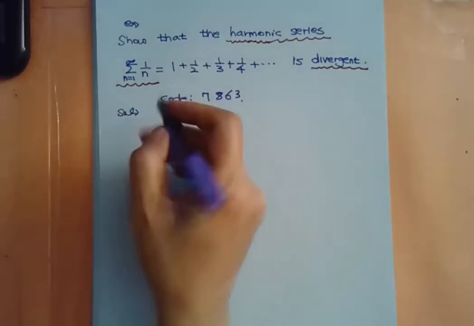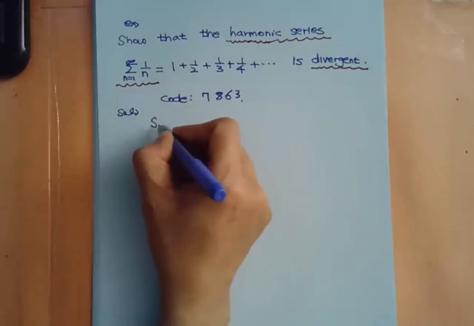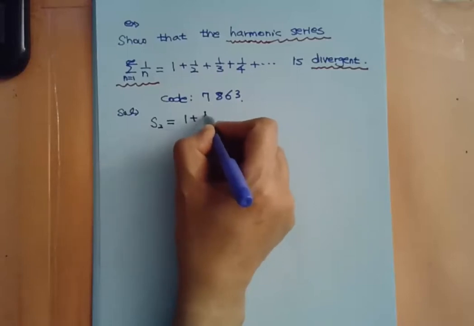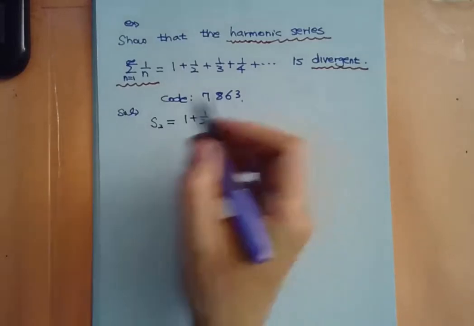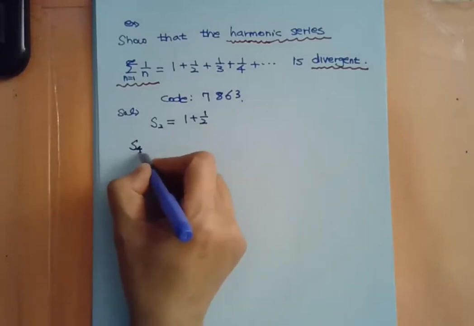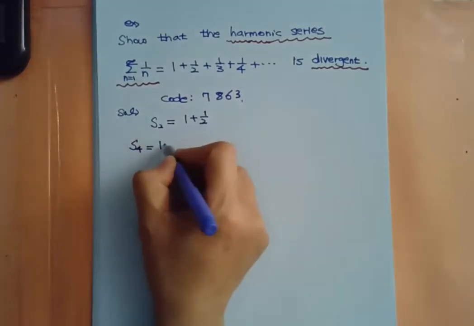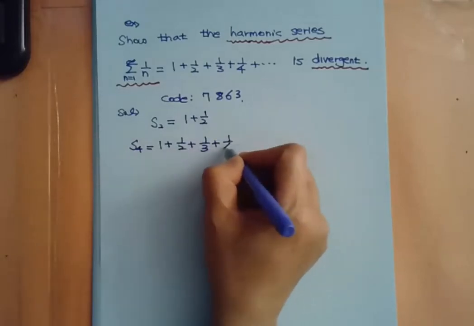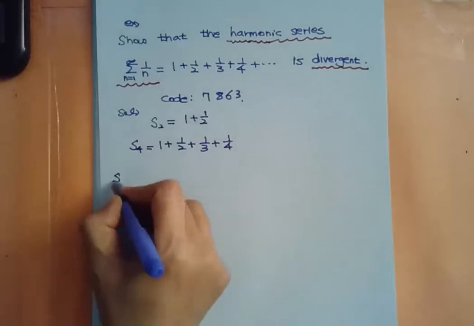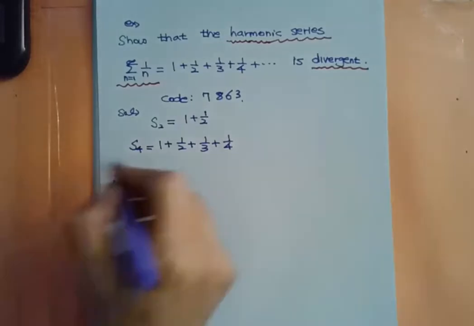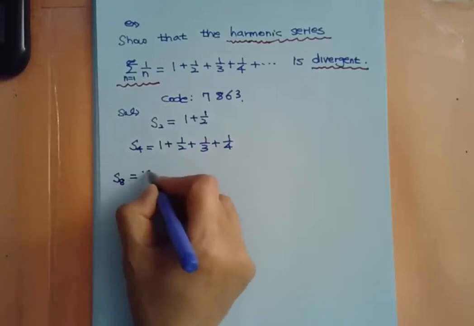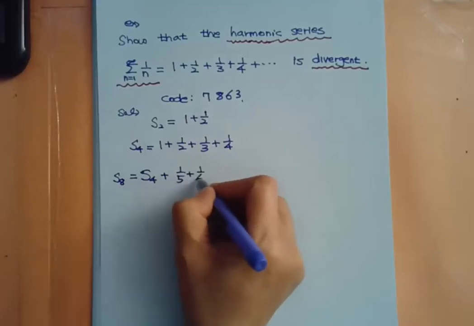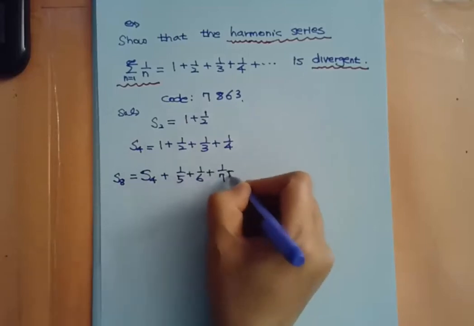So the proof is pretty tricky. When we think about S2, that is 1 plus 1 over 2. And when we think about S4, that is 1 plus 1 over 2 plus 1 over 3 plus 1 over 4. And when we think about S8, that is S4 plus 1 over 5 plus 1 over 6 plus 1 over 7 plus 1 over 8.